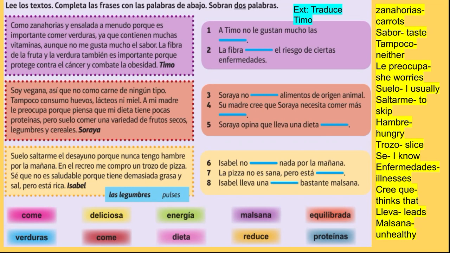And we're going to move on to this activity here. So what you're going to do now is, I'm going to stop talking. You're going to have a go at filling in the gaps for 1 to 8 using the words from the bottom by reading Timo, Soraya and Isabel's text. If you get stuck, on the right of the screen you can see that I've put in some key words just to help you. So have a go now at filling in the gaps for 1 to 8. And then I will put the answers on and you can self-assess your work. Okay, so pause the video now.